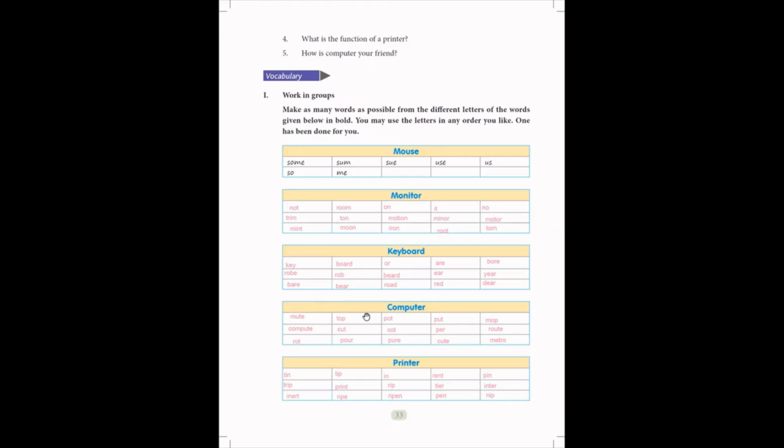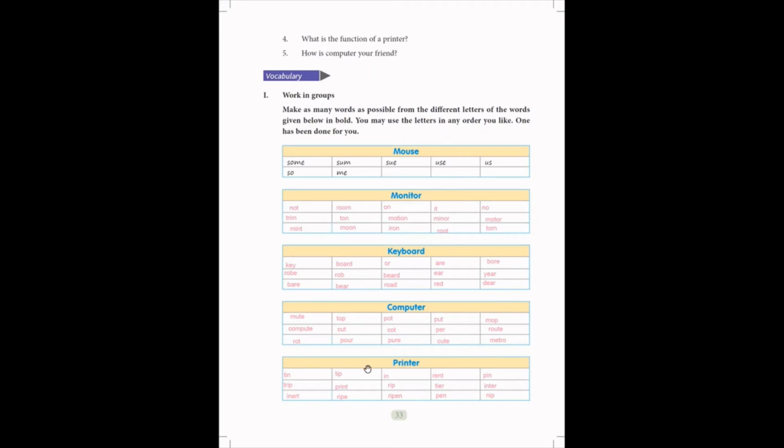Next one is computer. Mute, top, pot, put, mop, compute, cut, coat, per, root, rot, pure. This one is pure and this one is pour. Right. Pour, pure, cute, metro.